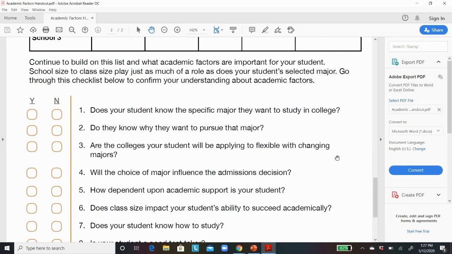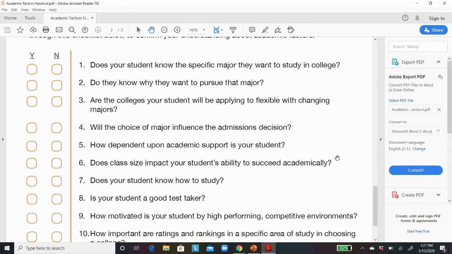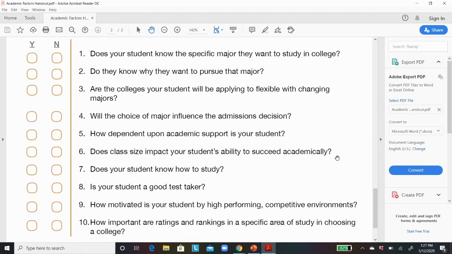At the end, as with all of our worksheets, we would like you to look at the questions. Your answer should be yes to most of these, or you should understand how the no's apply to your college list and to your student, and be very cognizant of that and try to find more information in those categories before you finalize your student's college list.